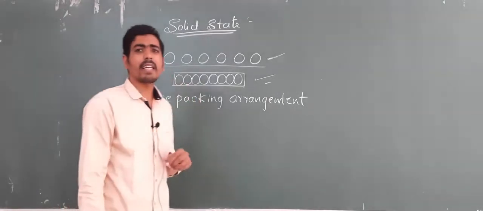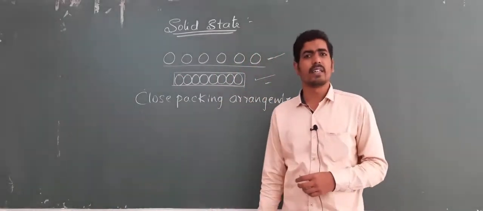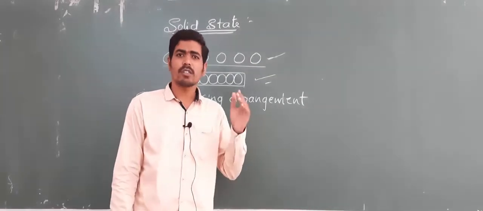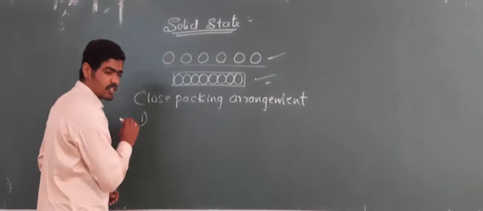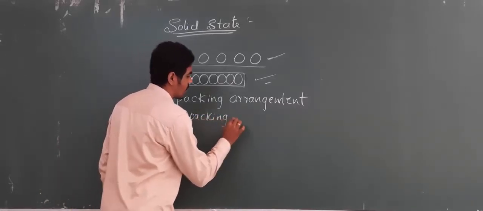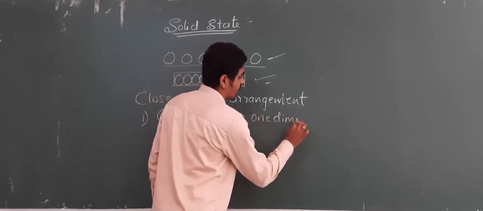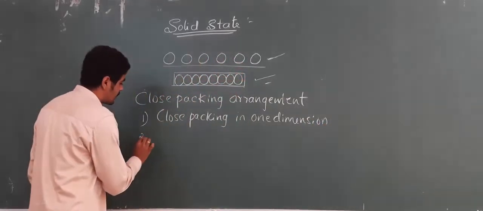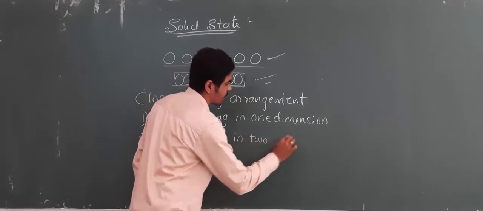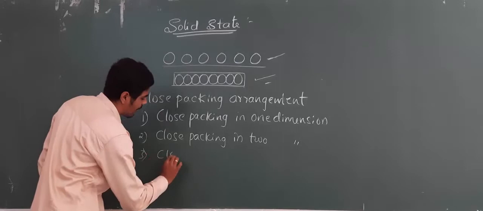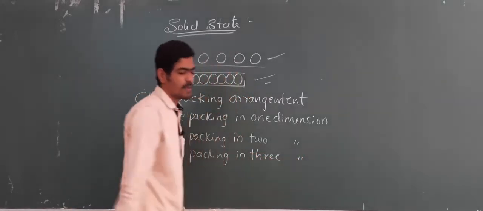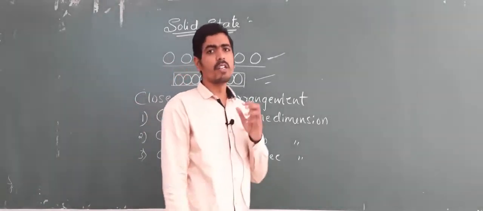Now, how can the close packing arrangement be represented in case of solid state, that we are going to study, and this arrangement will be carried out in three stages or three steps. The first step is close packing in one dimension. And the second step is close packing in two dimensions. Then the third stage is close packing in three dimensions. These are the three steps involved in the close packing arrangement of solids.